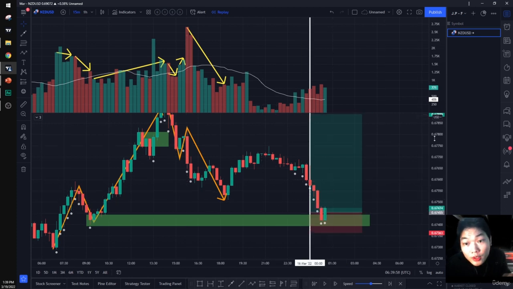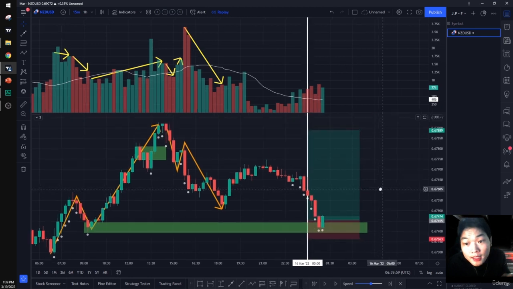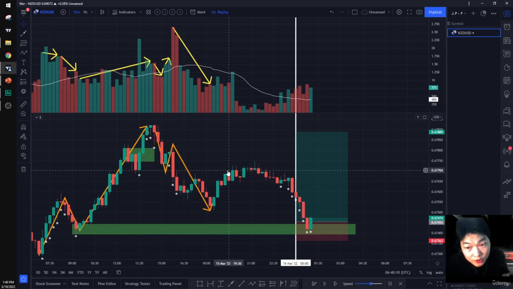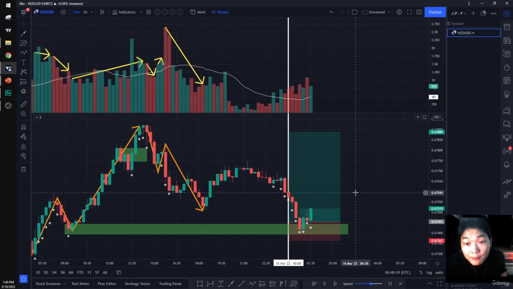Therefore, at this time, you can enter right over here because buying pressure and selling pressure at this time might be equal. But in the total picture of the market, the buying pressure is very strong. Therefore, we still can accept the risk at this time to enter. So let's see what happened in the market.